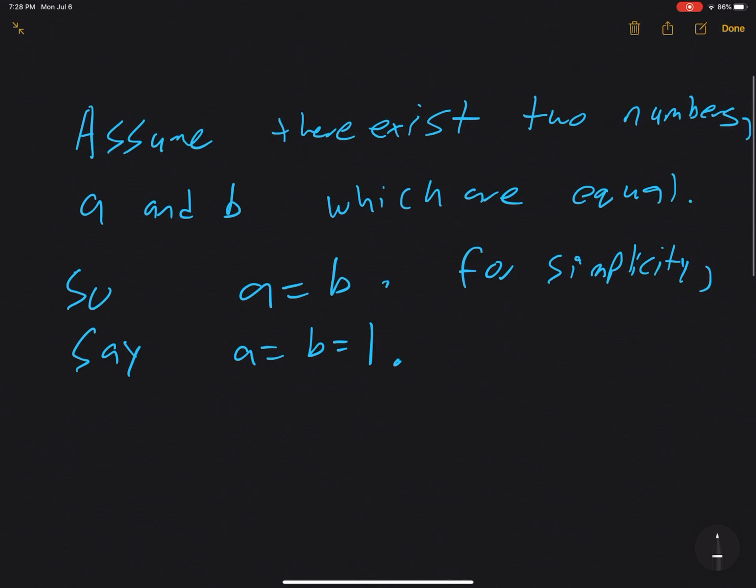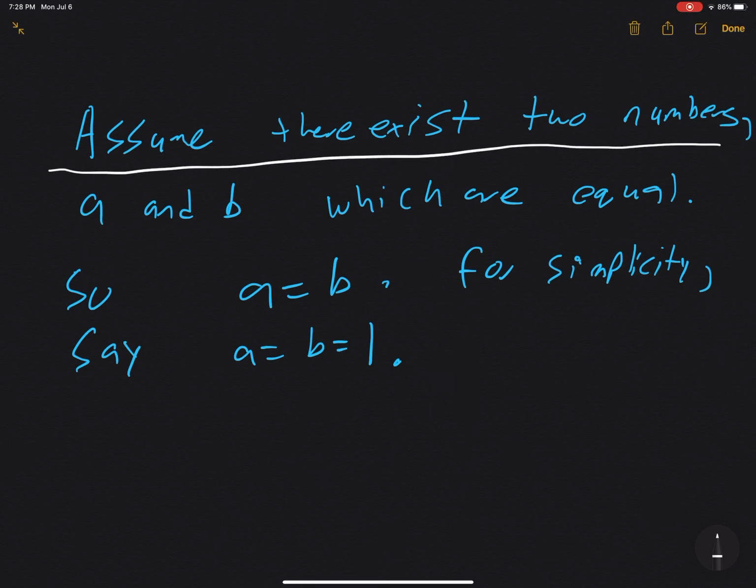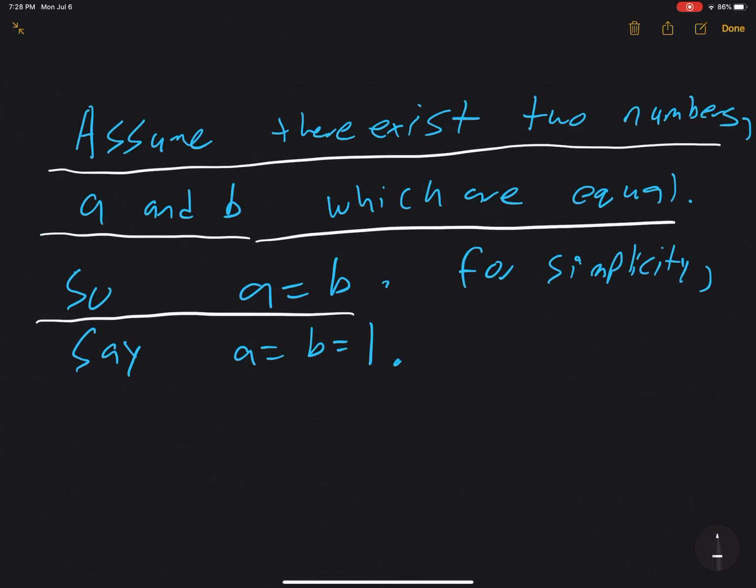So, the problem is simple. Assume there exist 2 numbers. Those 2 numbers we'll say are a and b, and we're going to assume they're equal to each other. So a equals b. And for simplicity, we're just going to say a equals b equals 1. They're both equal to 1.